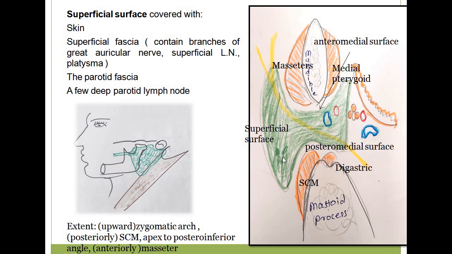Superficial surface is covered by skin, superficial fascia, parotid fascia and few deep parotid lymph node. Superficial fascia over this region contains branches of great auricular nerve, superficial parotid lymph node and a subcutaneous muscle, that is the platysma.